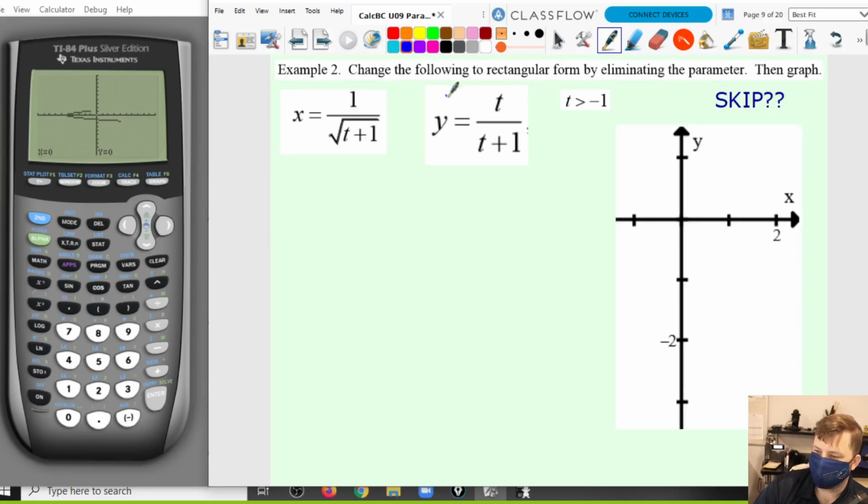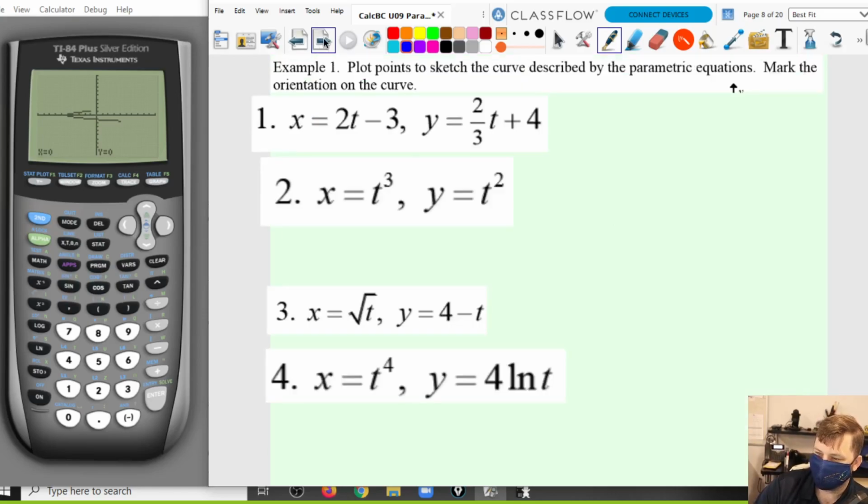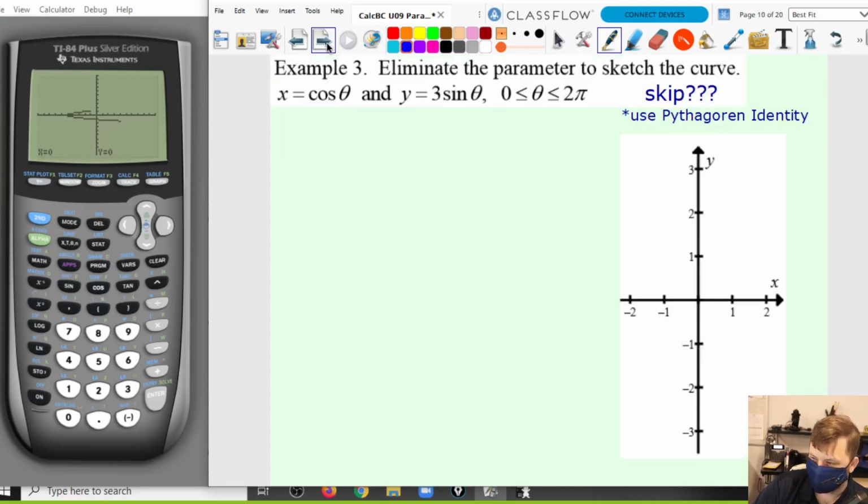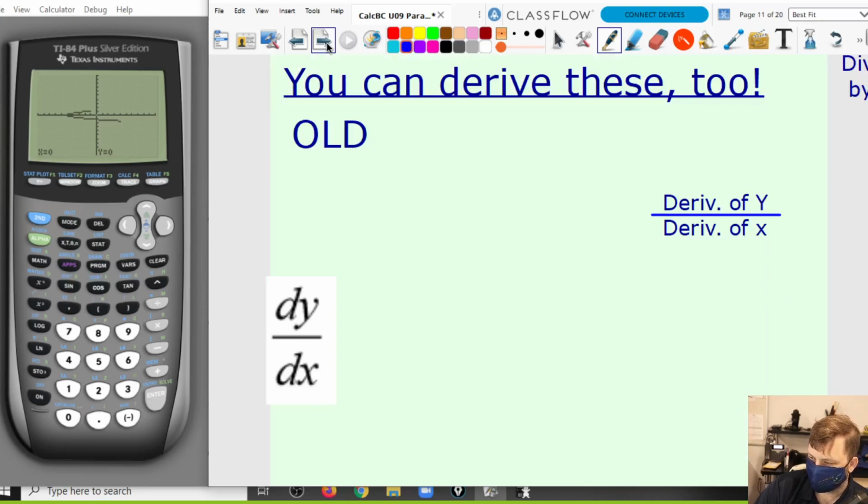I could ask you to change it from parametric to rectangular form. This is where you're combining these. I don't think that's ever asked in calculus. This is some pre-calc type stuff. If I wanted to combine these two, you could rearrange this x equation to solve for t, and then you substitute in. But I don't want to do that. Same thing here, we could do this with cosines and sines. Too much work.